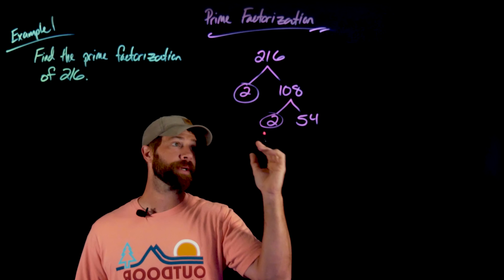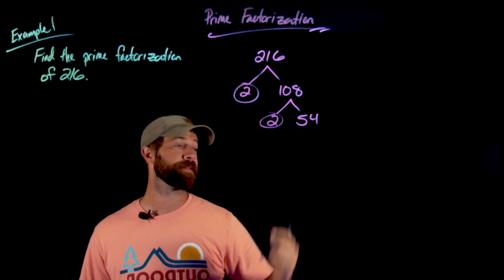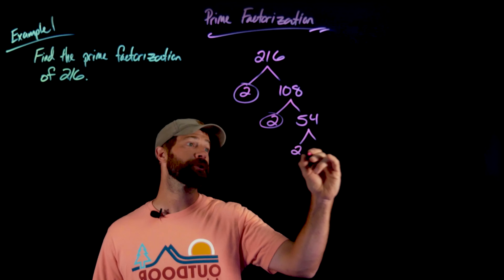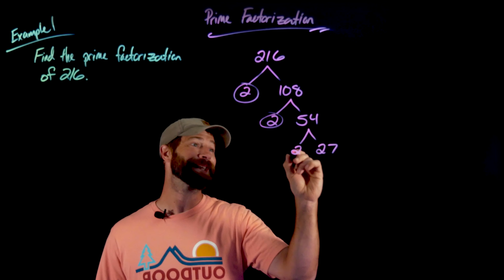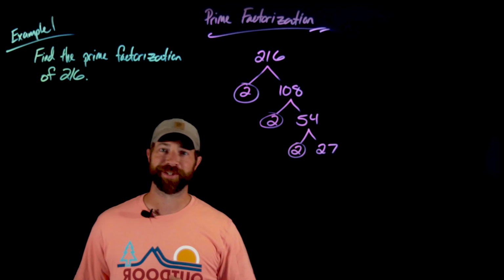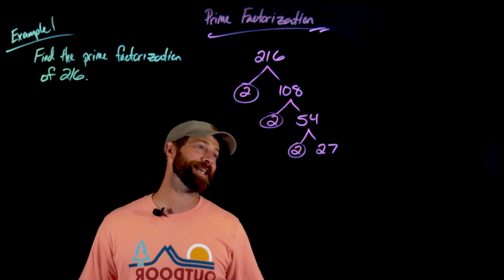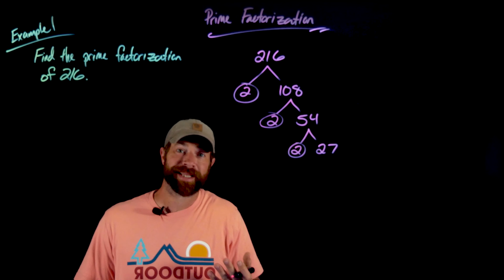2 is a prime number. Keep that one. Now 54. I can divide that by 2, and that is 2 times 27. And now my run with the 2's seems to have come to an end because I no longer have an even number. So I just jump it up to the next prime number.